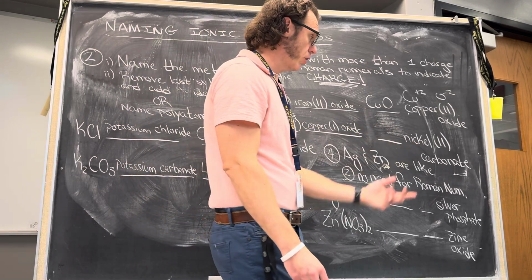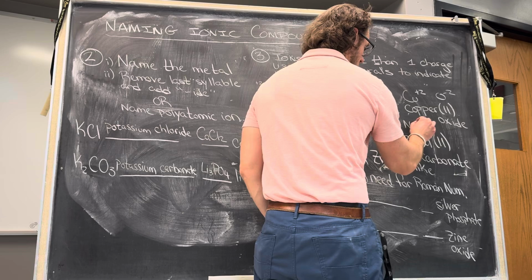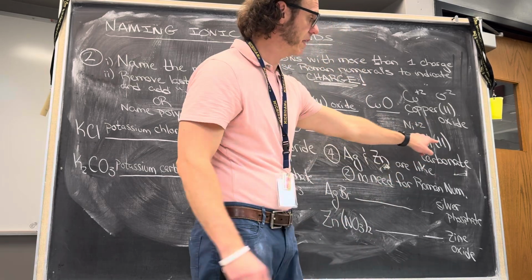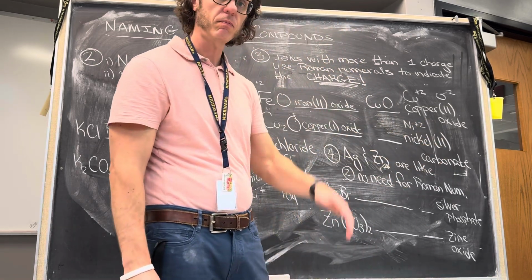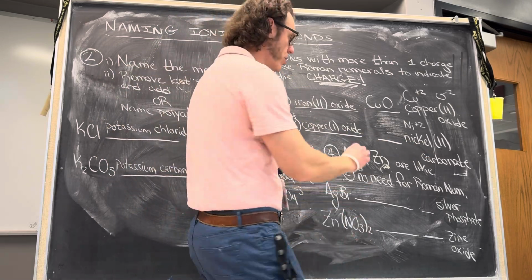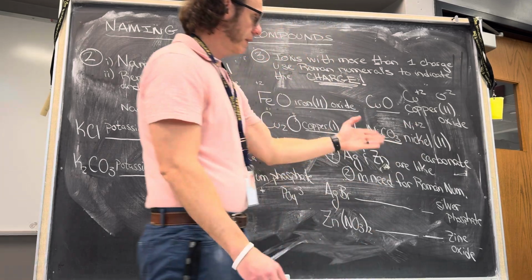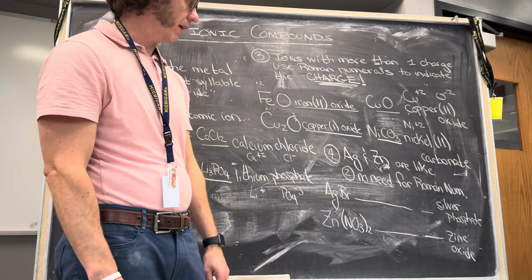Down here, nickel(II) carbonate. You don't need to memorize the charges of nickel, but I know that nickel has a charge of +2 because I see it right there. If you look at your polyatomic ion list, carbonate has a -2 charge. We get NiCO3. That's the formula for nickel(II) carbonate.